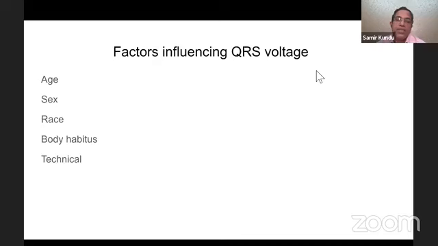Race: African Americans have higher voltage than other ethnicities. Body habitus: an obese person has decreased QRS voltage, while a lean, thin person, or a female with mastectomy, has increased voltage. There may also be technical errors that influence the QRS voltage.